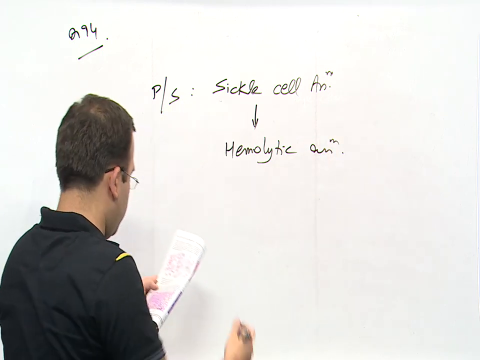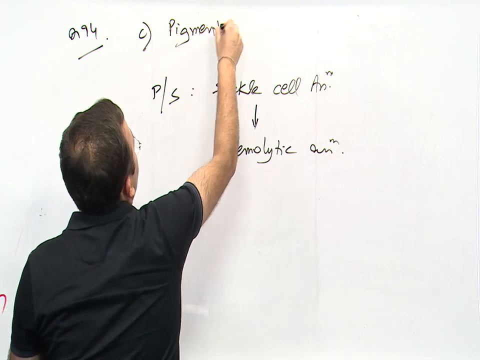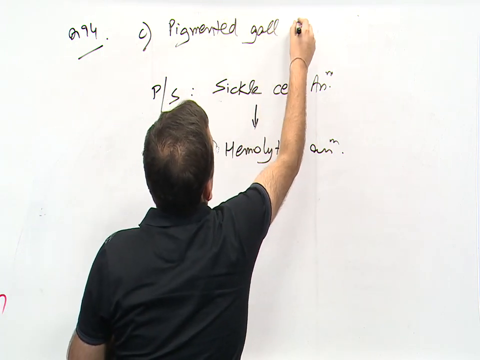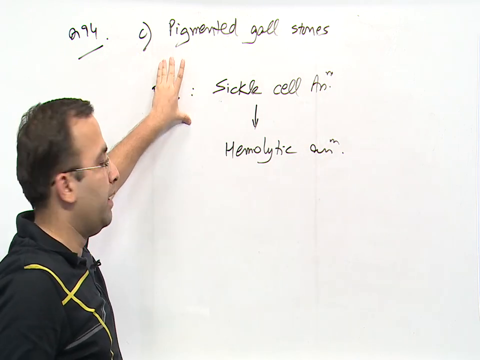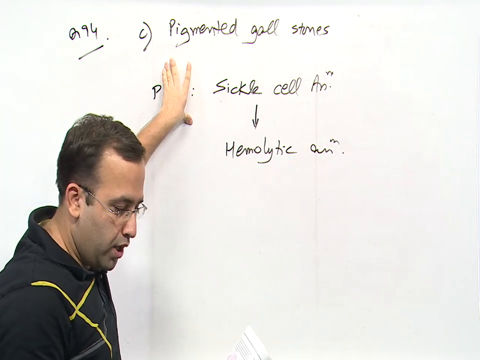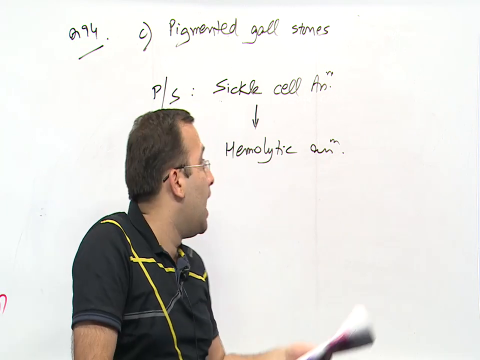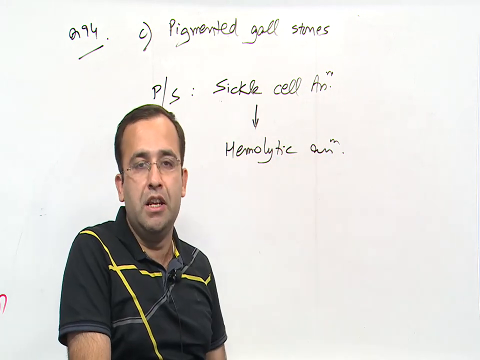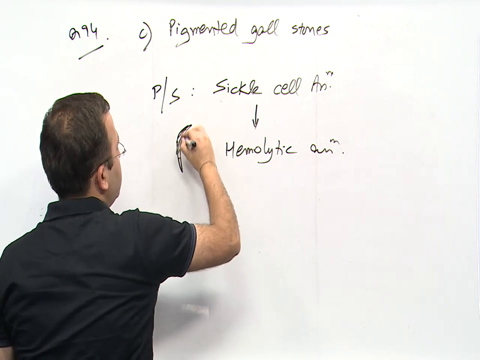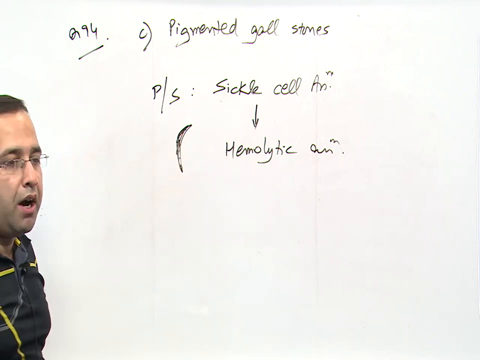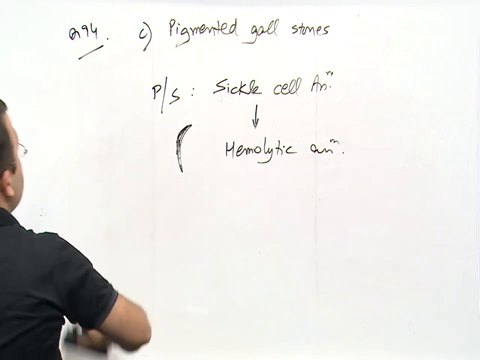So it is associated with the presence of pigmented gallstones. All you had to do in this question was to recognize the image as that of sickle cell anemia. You are seeing the presence of beautiful sickle shaped RBCs. This is a sickle shaped RBC in the peripheral smear. Next.